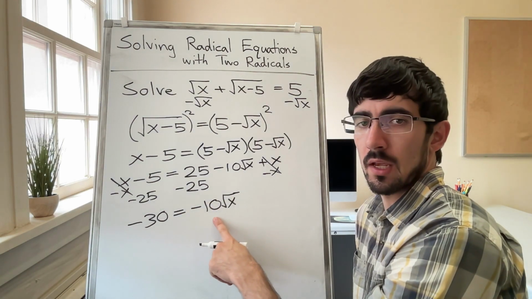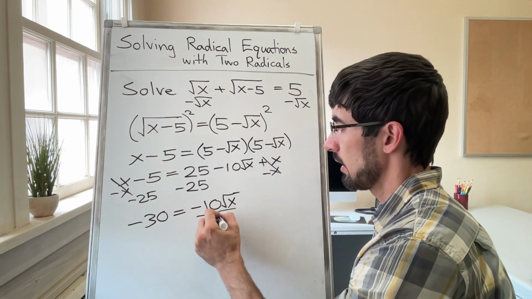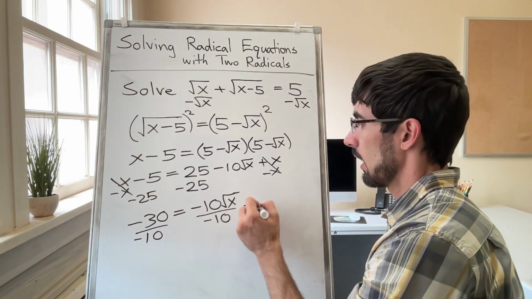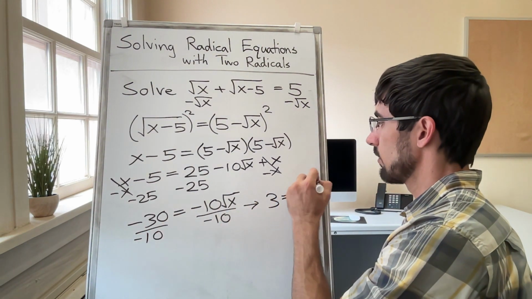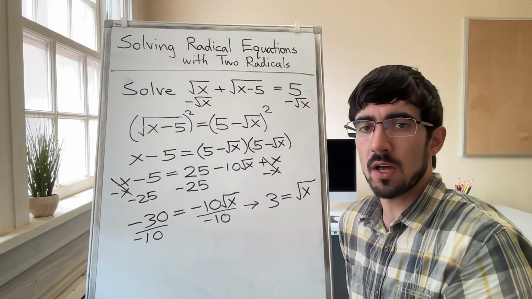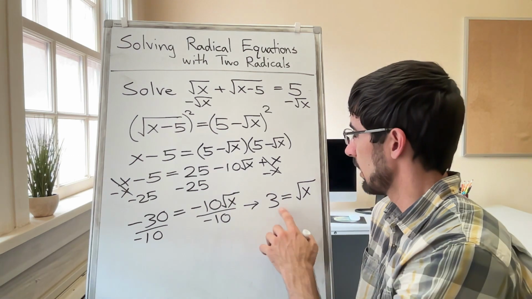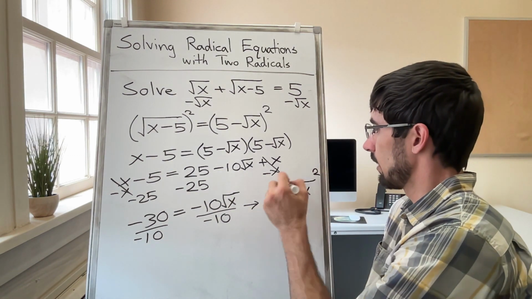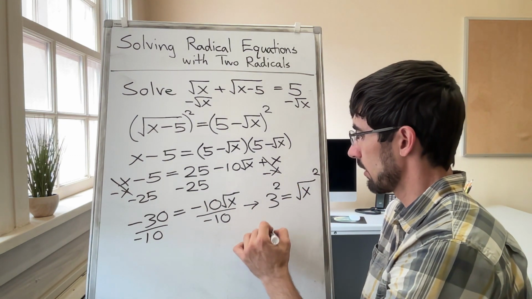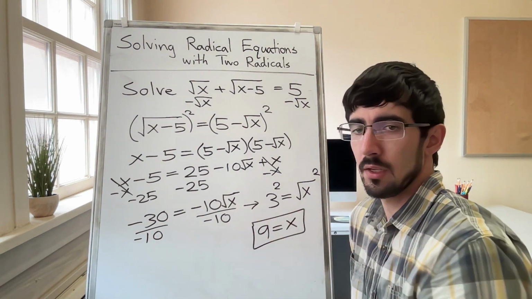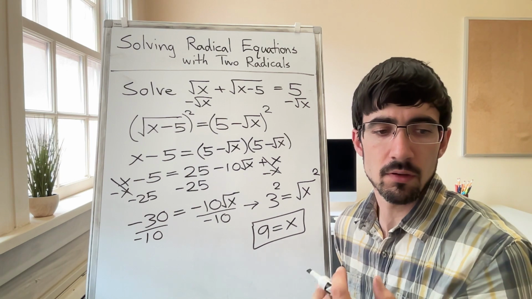To undo the negative 10, we need to divide, since it is being multiplied by the square root of x. And then I have 3 equals the square root of x. So now this is finally looking simpler after a roundabout process. Let's just square both sides once again. 3 squared is 9. Square root of x squared is simply x. So I get 9 equals x, or x equals 9.